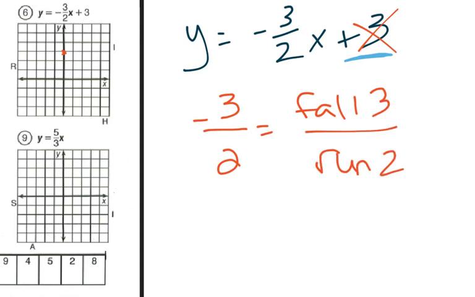And it doesn't matter which one I do. I could fall first and then run, or run first and then fall. It doesn't matter. You can choose whichever way you want to do it. But just make sure you're running 2 and falling 3. So let's go ahead and run first. So we'll go 1, 2. So we ran 2. Now let's fall 3. So 1, 2, 3. So the next point is actually going to be right here.